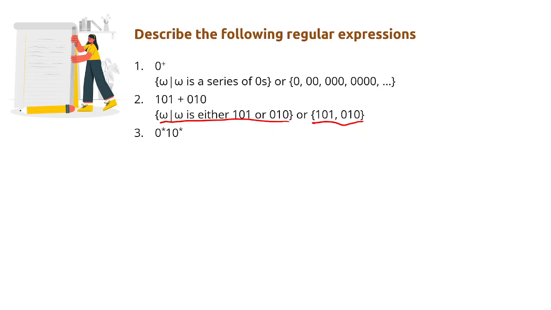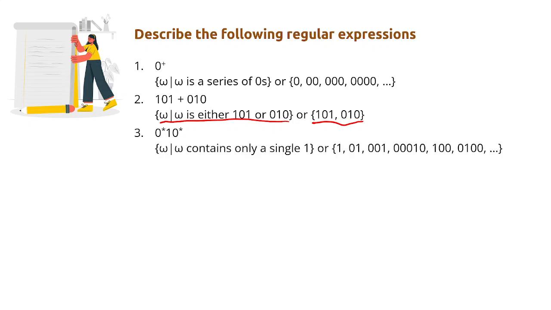Next, 0 star, 1, 0 star. Word such that word contains only a single one. Okay? Contains a single one. Okay, yeah. Kita naman ninyo dire. Clean closure, di ba? Clean closure. Therefore, ang zero sa left, kay pwede naa, pwede wala. Ang zero sa right, pwede naa, pwede wala. And then, pwede po siyang kadaghan. Okay. Next.